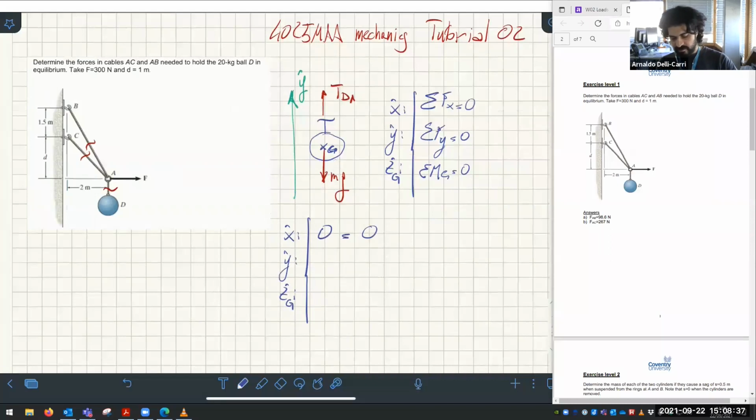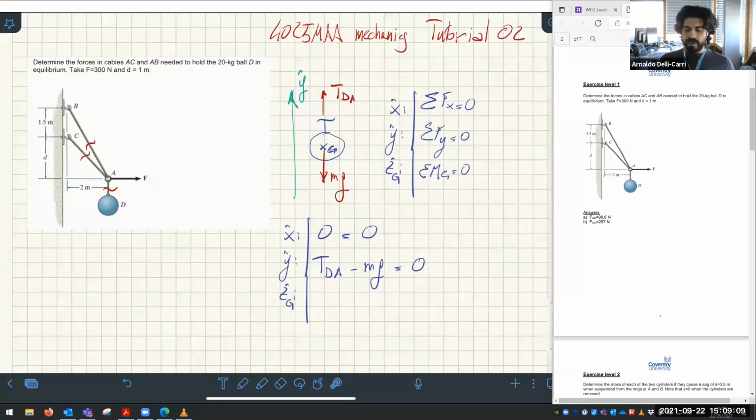And we know that TDA minus mg equals 0. TDA is positive because it's according to the y-axis, and mg is negative because it's opposing the y-axis. That depends on how you choose your axis. If you had chosen your y-axis going downward, this equation would have been mg minus TDA, but it's the same equation. If you multiply everything by -1, you still get the same equation.